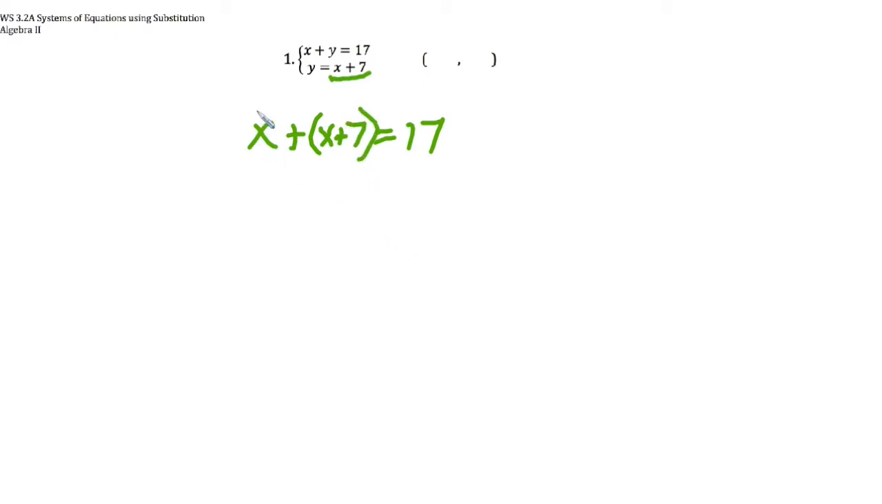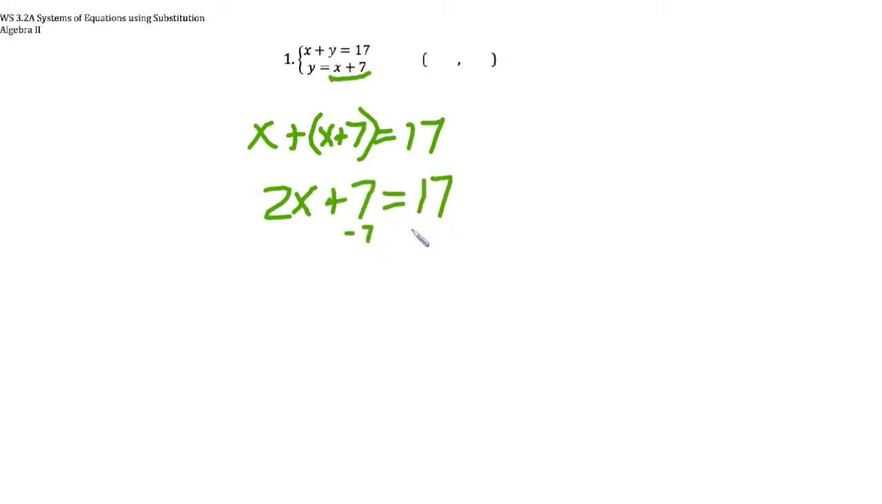From the top equation, x plus the value of y as demonstrated in the second equation equals 17. Now I have a brand new equation, and you'll notice it has no y in it. By substituting one equation into the other, we got one of the variables to disappear. Now we simplify this equation. This part's just algebra. x plus x makes 2x. There's a 7 here as well. And finally there's the 17.